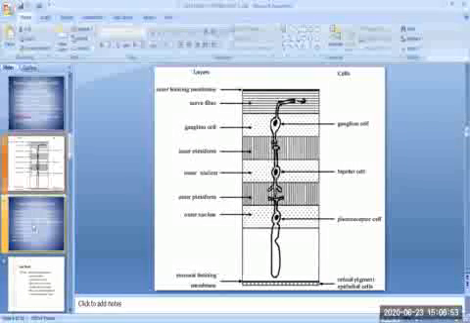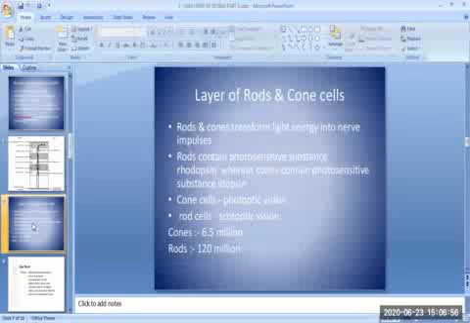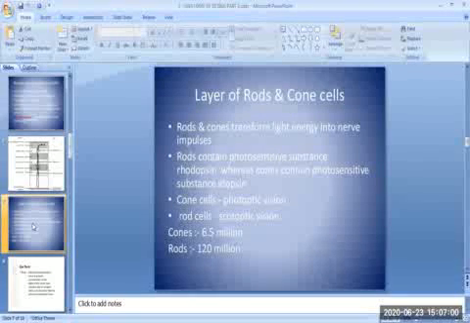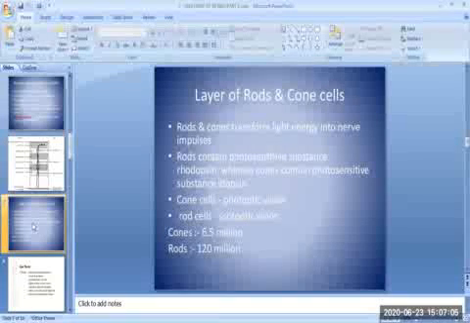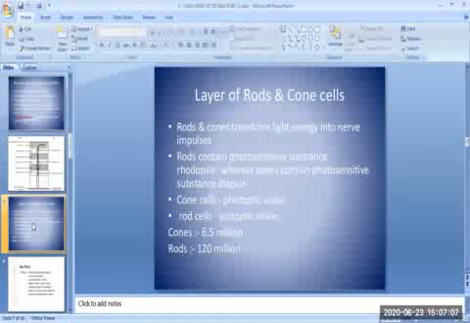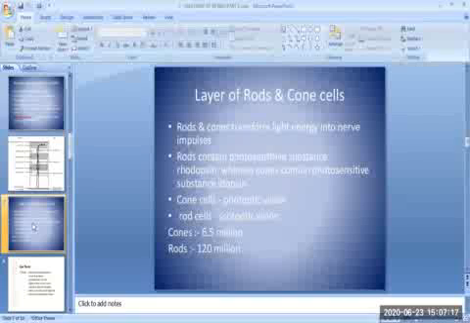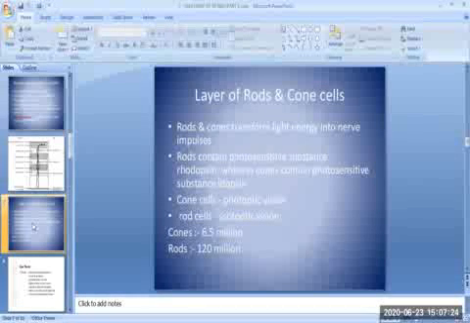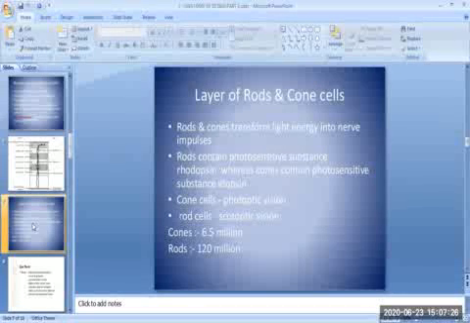That's the anatomy of the retina. The second layer is the layer of rods and cones. Rods and cones transform light energy into nerve impulses. Rods contain the photosensitive substance rhodopsin, whereas the cones contain the photosensitive substance iodopsin. The cone cells are helpful in photopic vision and rod cells in scotopic vision. The cones are about 6.5 million and rods are about 120 million.